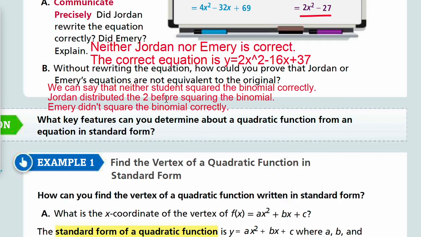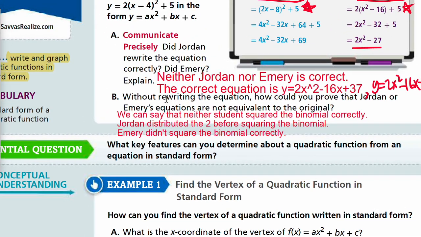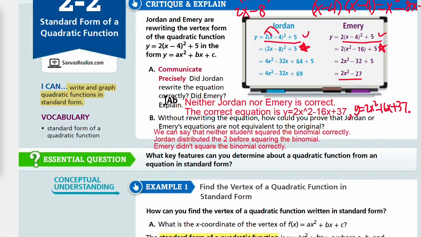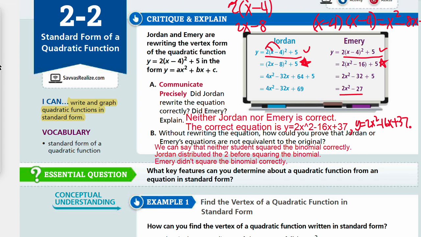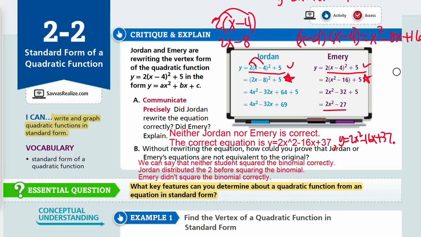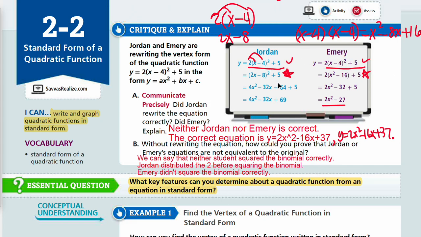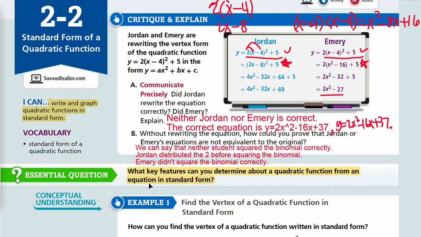All right. So we have to make sure that we know how to square the binomial correctly in this lesson. It's an easy mistake that we could all make. So let's just remember that the order of operations is important and you need to square the binomial correctly. So essential question, what key features can you determine about a quadratic function from an equation in standard form? We'll continue with example 1 in the next video.